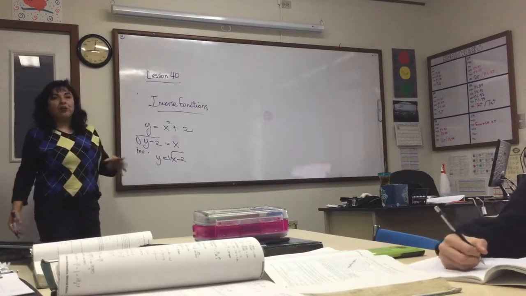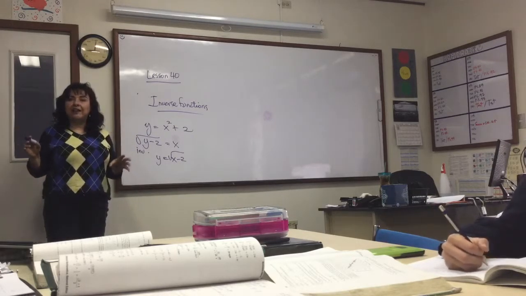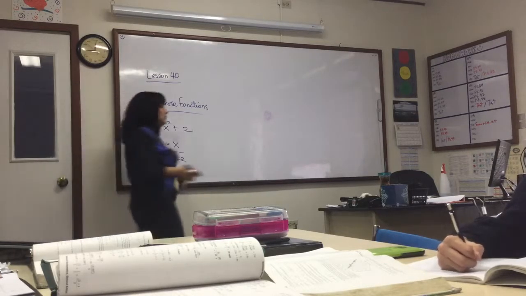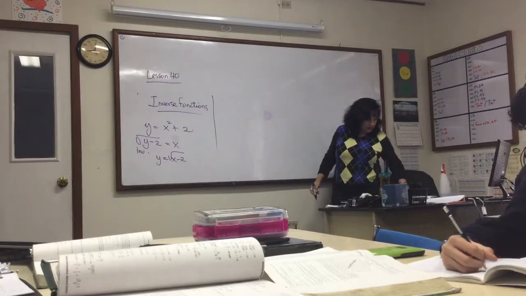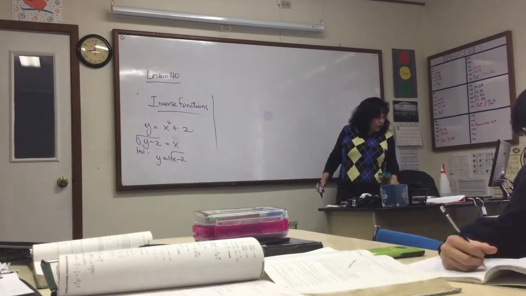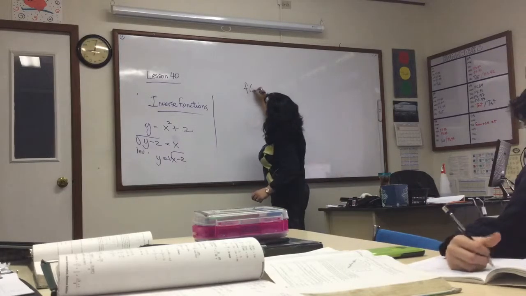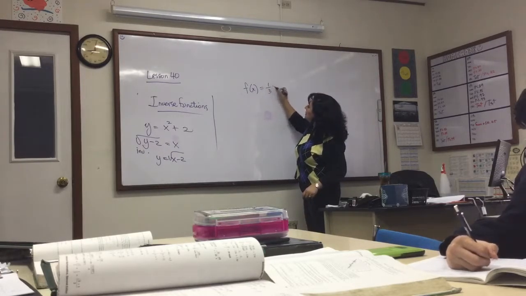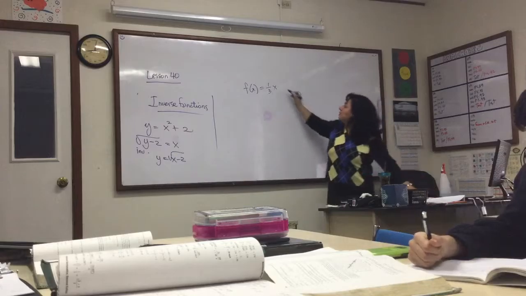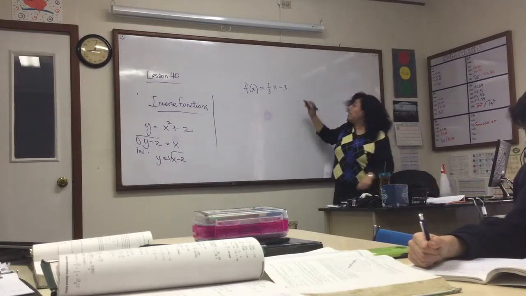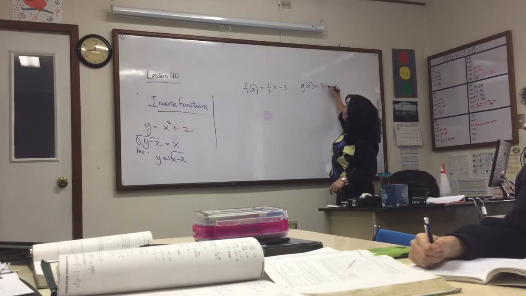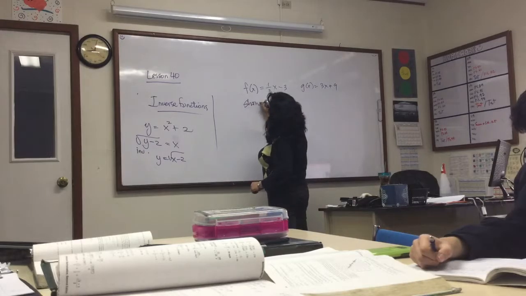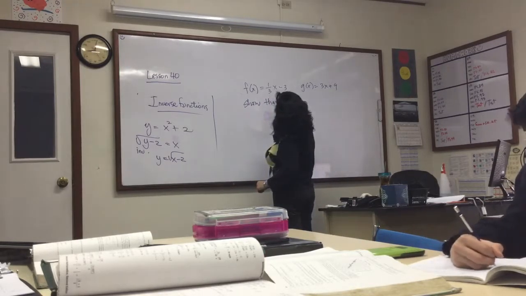Well, now they're going to give you two functions, and you have to check to see if they're inverse or not. You stick one into the other and see if you get an x as a result. So let's do one. Show that f of x equals 1/3 of x minus 3, and g of x equals 3x plus 9, are inverse functions.